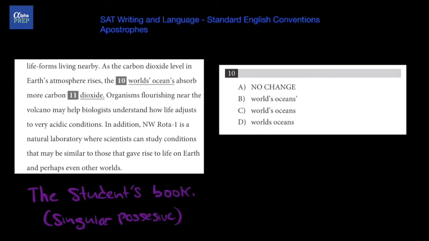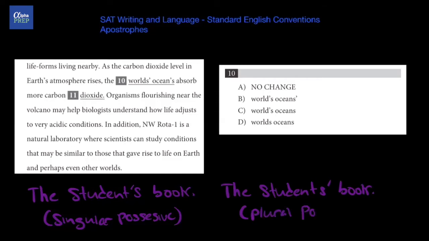Say you have one single book that belongs to multiple students, then it's the students' book with the apostrophe after the S. So this is plural possessive. So the key thing to remember here is that whether the apostrophe goes before or after the S depends on the number of people or the number of things that are doing the possessing.